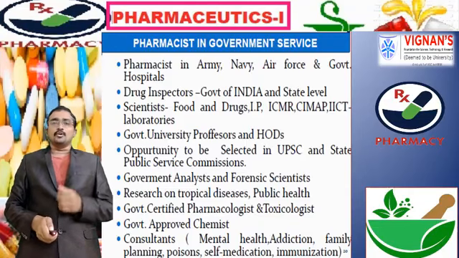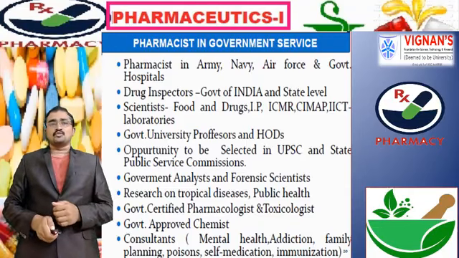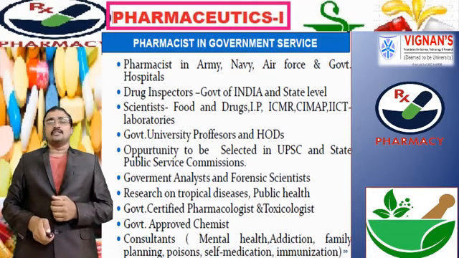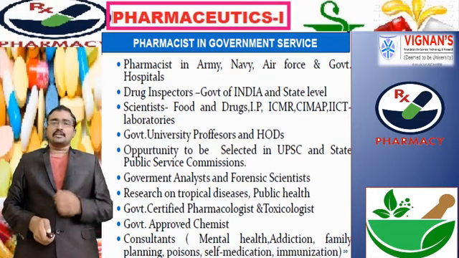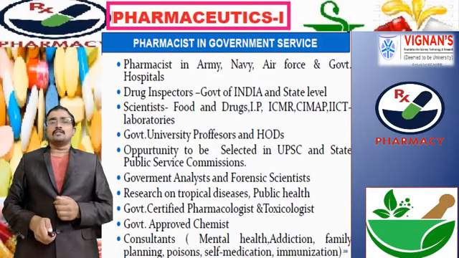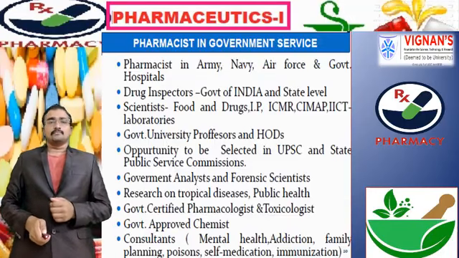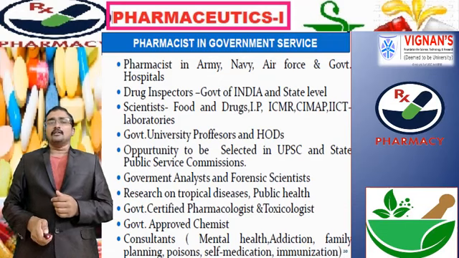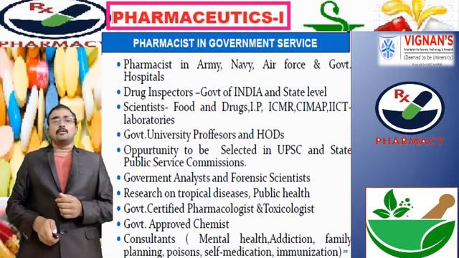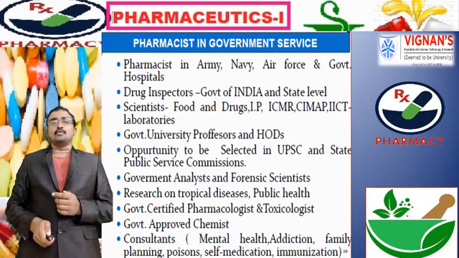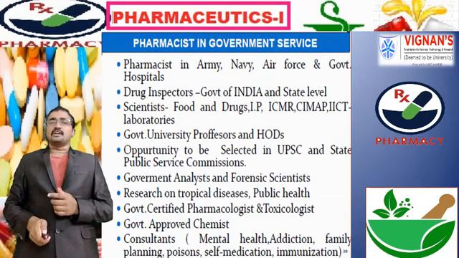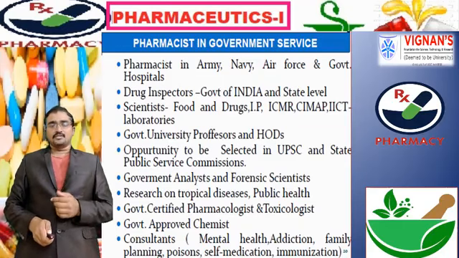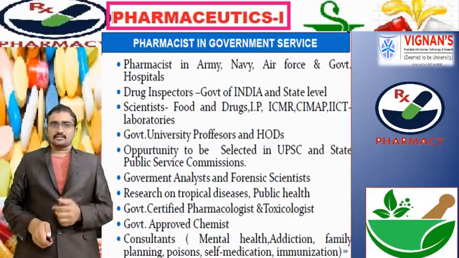If you are willing to work in government jobs, you can go for a pharmacist job or a drug inspector job. And there are other options like scientist jobs, either with the Food and Drug Administration or food and drug companies, or ICMR, the Indian Council of Medical Research, and CIMAP and IICT laboratories. These scientist jobs are also provided by the Indian Pharmacopoeia Commission, ICMR, CIMAP or IICT labs. So these laboratories are providing scientist jobs mainly in the government sector.